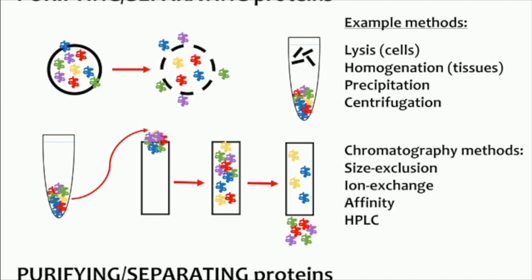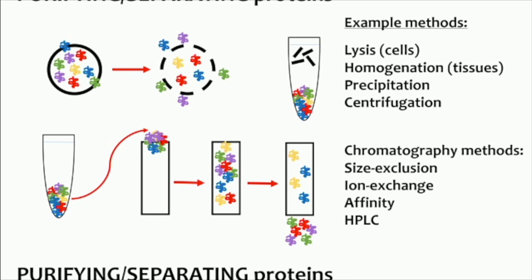But the first few you can actually do on the bench top with a column, directly passing your proteins through and getting the ones you want to retain on there. So purifying, separating, getting the proteins you want out of a mixture. These are examples of that type of method that you might see. There are many more. These are just examples.